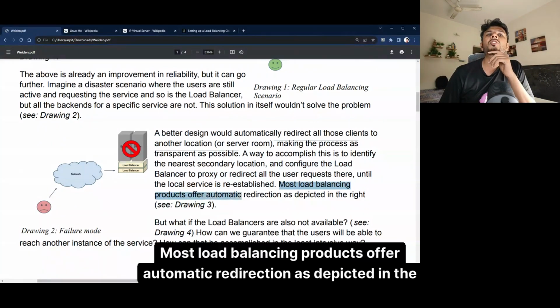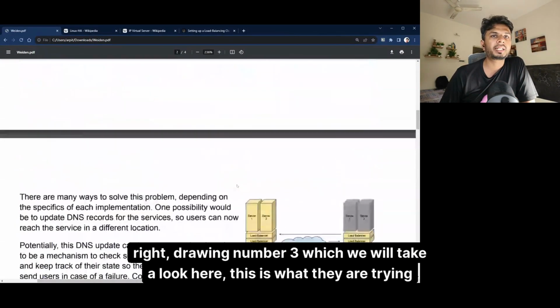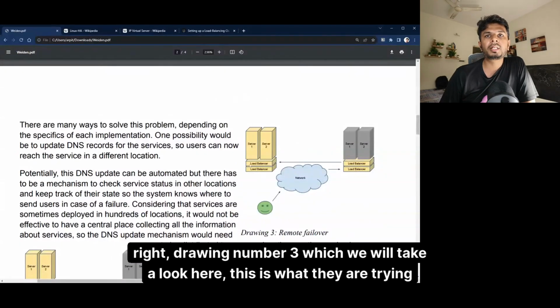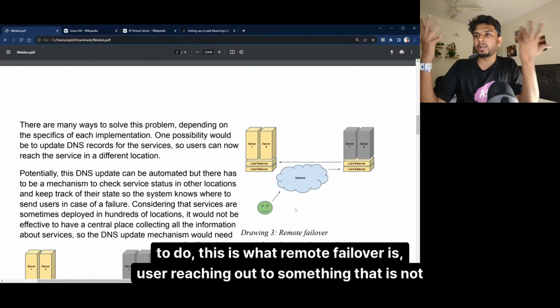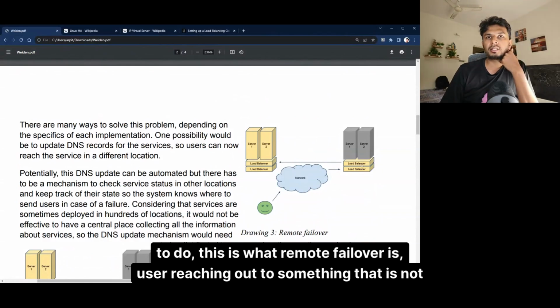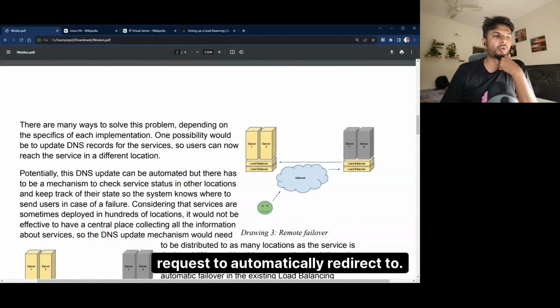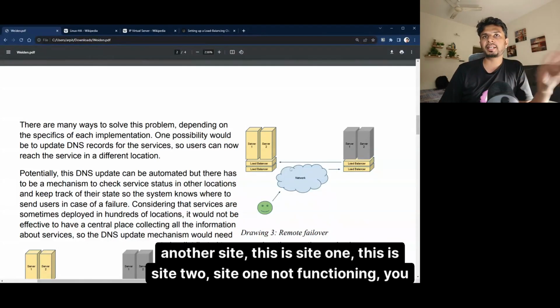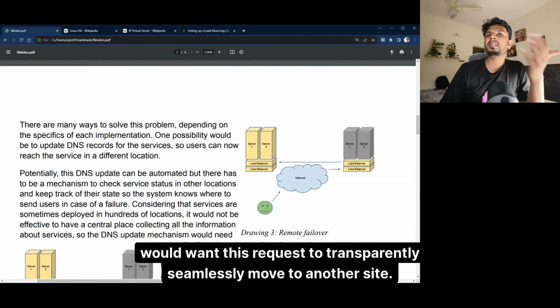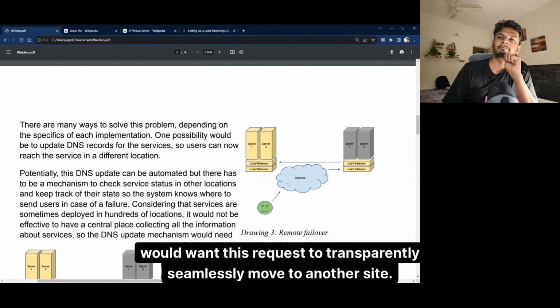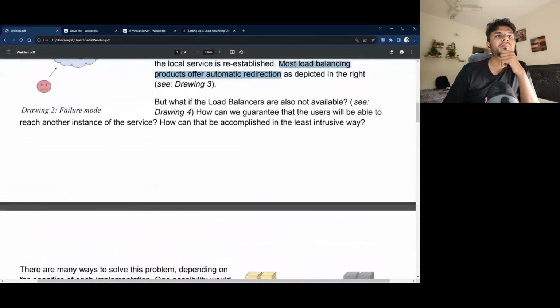Most load balancing products offer automatic redirection as depicted in the right drawing, number 3, which we'll take a look at here. This is what they're trying to do. This is what remote failover is, right? A user reaching out to something that is not working because wrong code is pushed, backends are not working. You would want that request to automatically redirect to another site. This is site 1, this is site 2, site 1 not functioning. You would want this request to transparently, seamlessly move to another site. That's what we want over here.